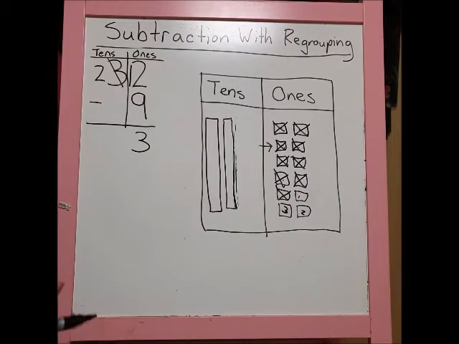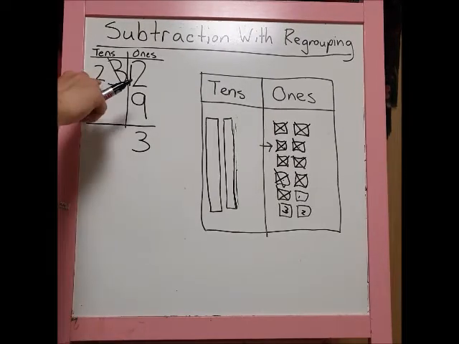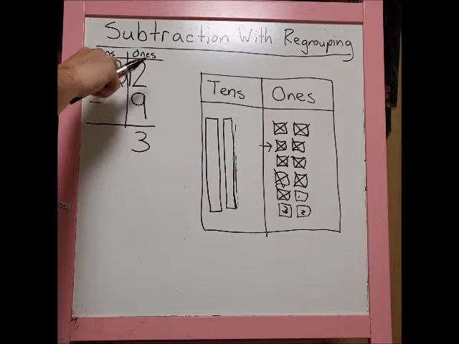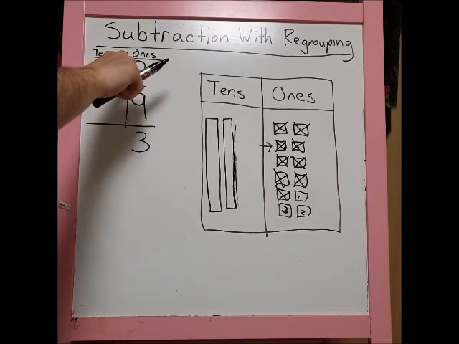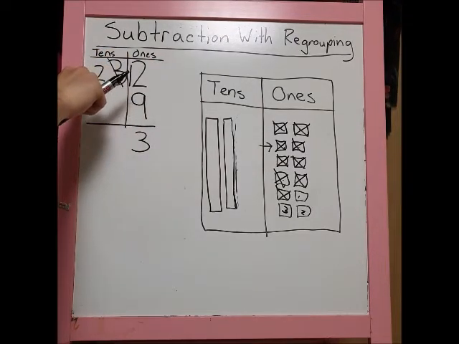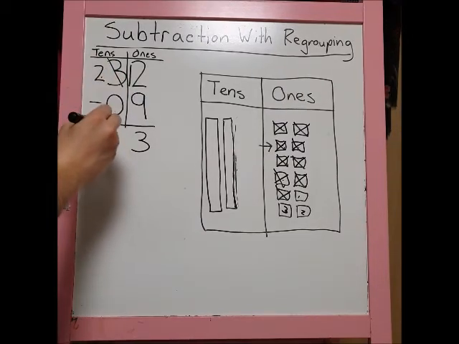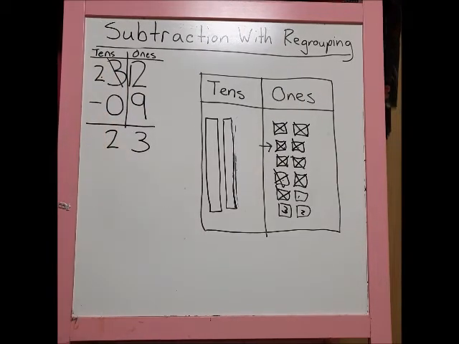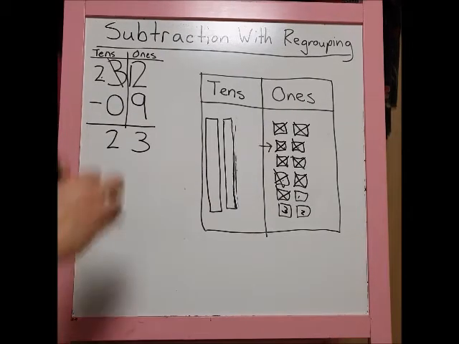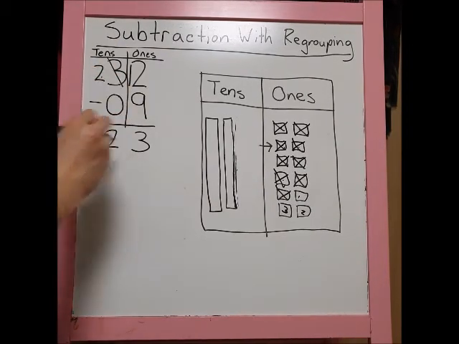After you subtract the ones, we do it the normal way. We start with our tens and subtract the tens. We have 2, because remember I took away one ten from here and moved it to the ones. So now I don't have 3 here, I have 2 here now. So now I have 2 minus 0, because there are 0 tens in 9. So 2 minus 0 is 2. So my final answer for 32 minus 9 is 23.